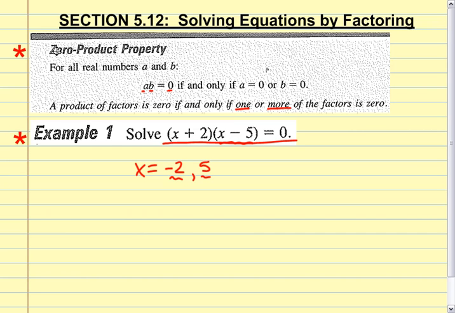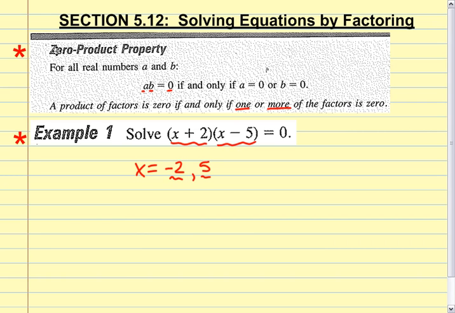Now, I heard someone out there say, what if x equals 0? Well, if x equals 0, then this is 2, and that's -5, and my answer is -10. It's not if x is 0, it's if the things being multiplied equal 0. Okay? Now, that's our answer, and we can see it.